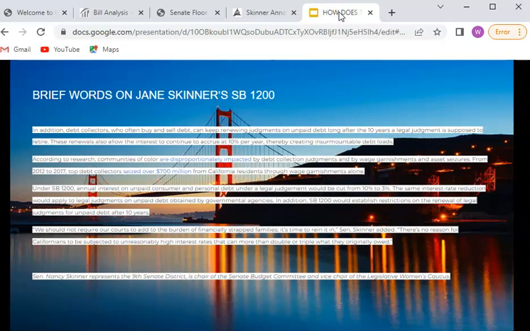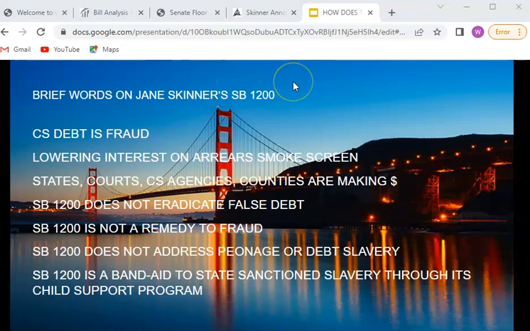So basically, next slide. The child support debt is a fraud. They're lying to the people at the agencies, telling them it's for the kids, but it's really a grant program for the states to make money. Lowering interest on arrears is a smokescreen to the actual debt being fraudulent and the staff of the court and other agencies committing fraud.